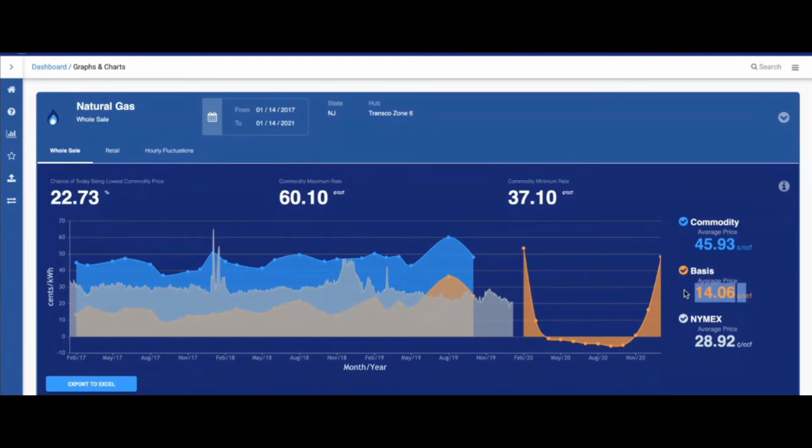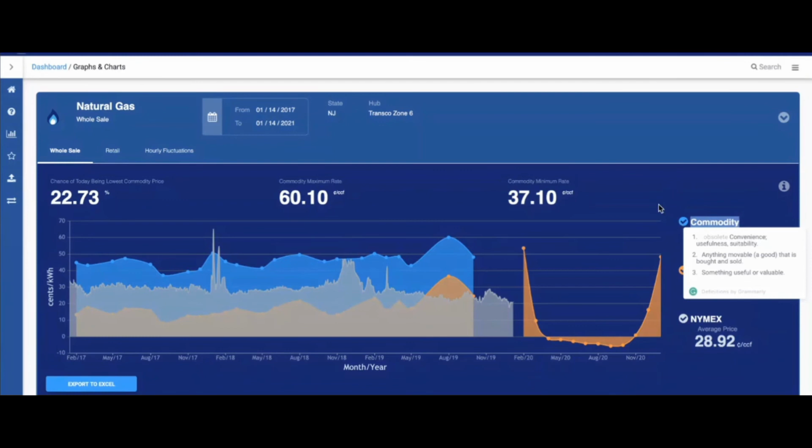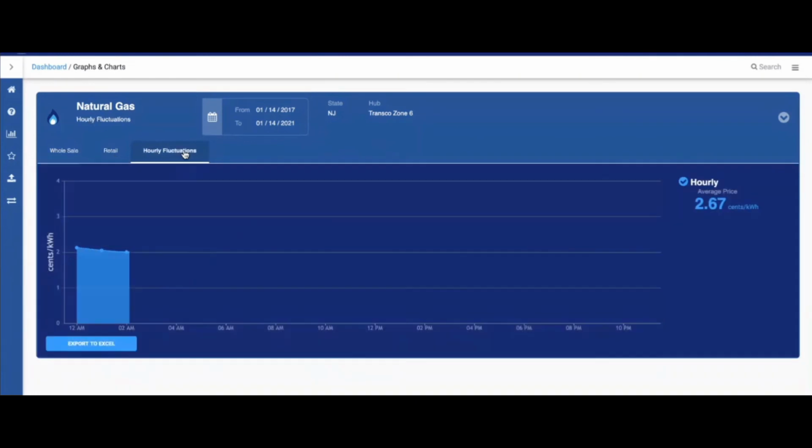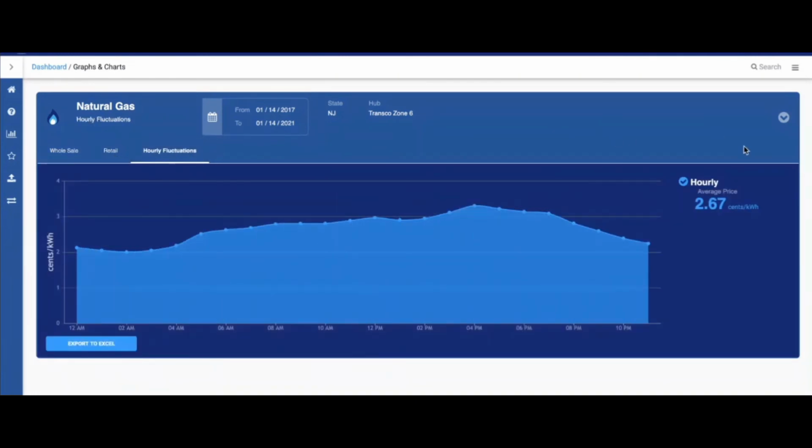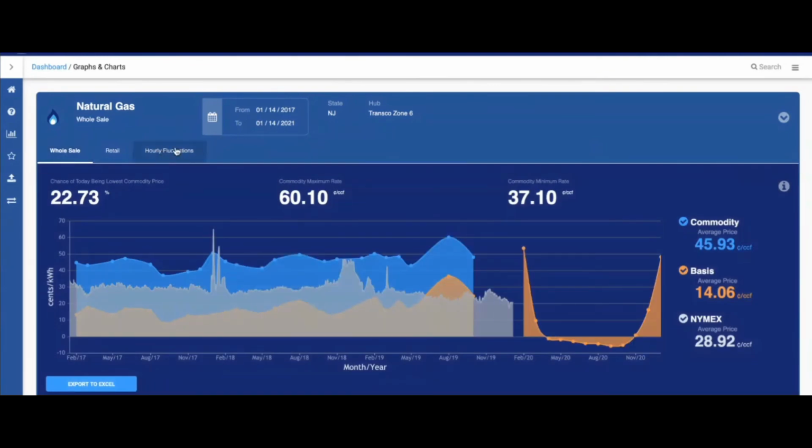Basis in New Jersey is pretty high, 14 cents, makes sense. And the NYMEX is 420.92, and that should actually be supply. It's another thing that we have. This we would say total supply. But you can do the same with the retail, and you can see the hourly fluctuation, which I don't think exists for gas. This actually pulls electricity. I thought this would also be gone, but you got the gist of the new page and how it works.